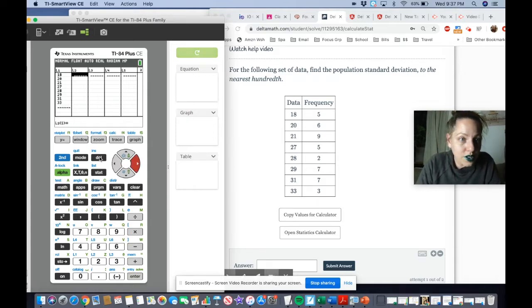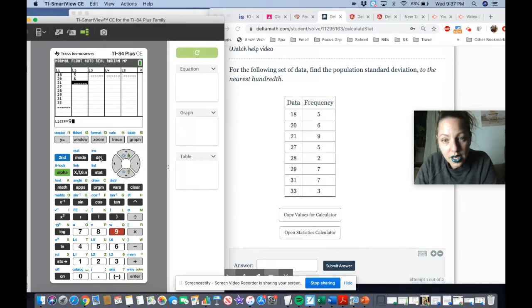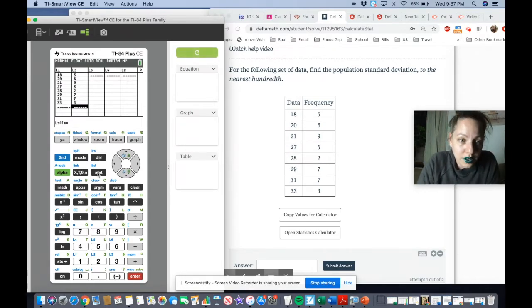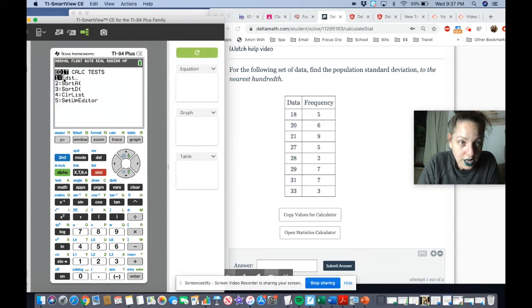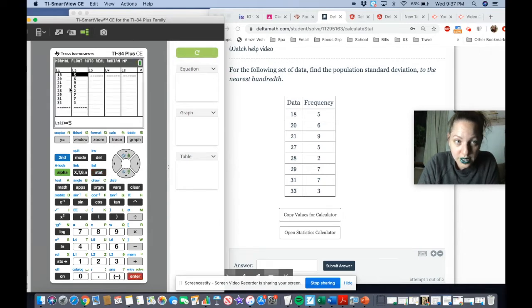And then I go over to my L2, and it's 5, 6, 9, 5. And I'm just going to check 27 is matched with 5. Good. 28 with 2, 29 with 7, 31 with 7, and 33 with 3. Okay, so that was under Stat and Edit, and we hit Enter. Okay, so it's going to stay there.